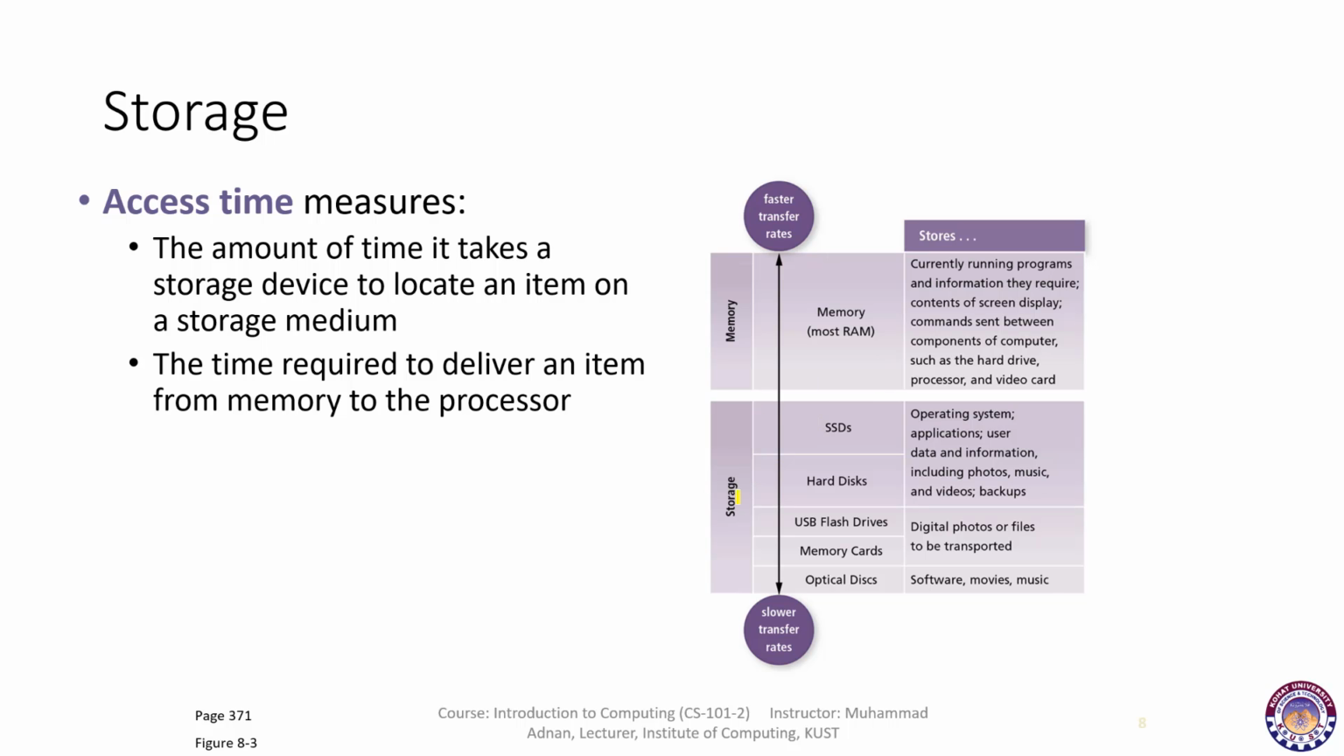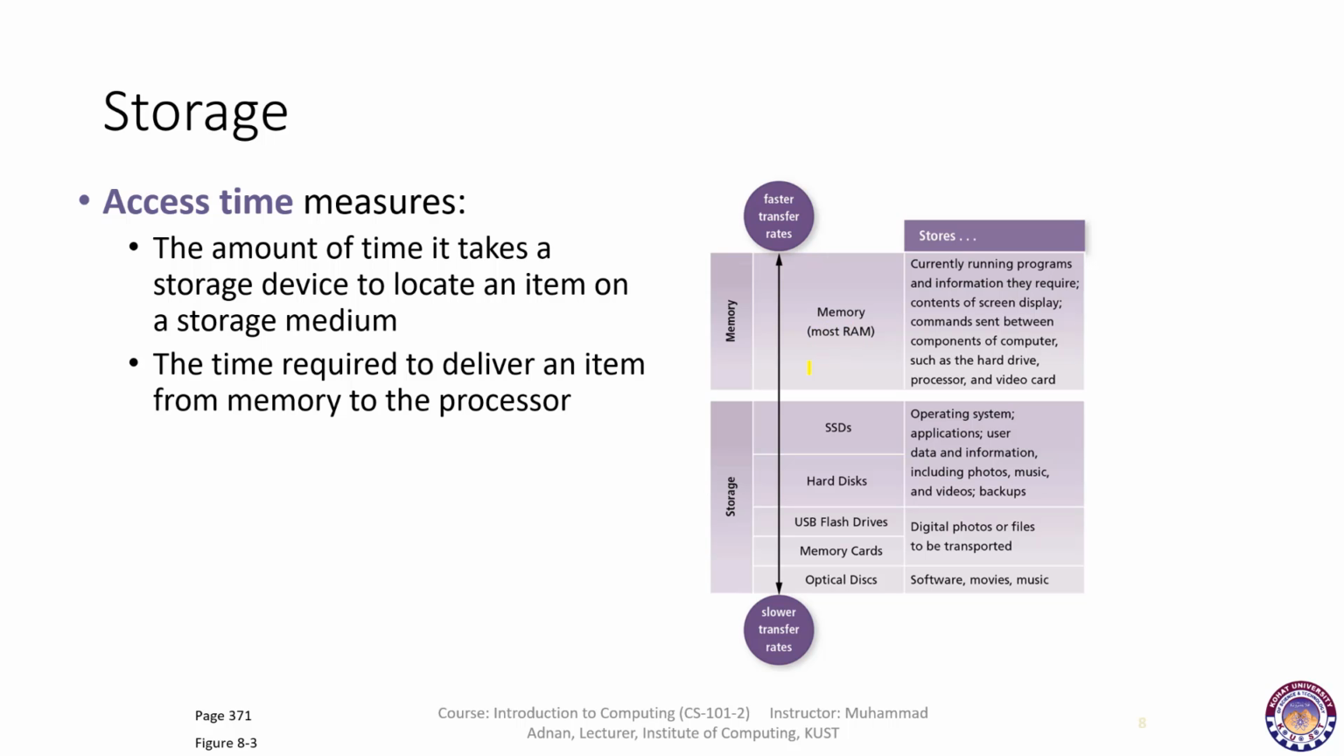So we have storage and memory. Storage is slow, it has a slower transfer rate, whereas memory has a faster transfer rate. Then why do we use storage? Of course, for permanent storage. So you can have SSDs, hard drives, USB flash drives, memory cards, optical disks. Inside these storage devices we store the operating system, applications, user data and information, including photos, music, videos, and backups. You can have digital photos or files to be transported on a USB flash drive or memory cards. You can have software, movies, or music on the optical disk.